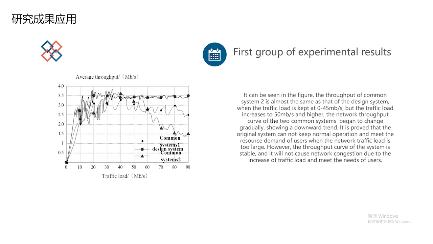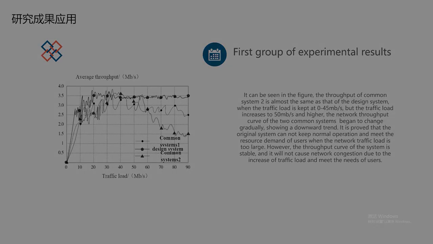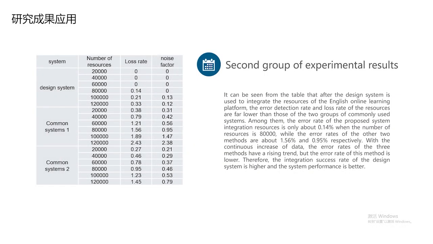However, the throughput curve of the designed system is stable, and it will not cause network congestion due to the increase of traffic load, and it can meet the needs of users. Now the second group of experimental results. We can see a table here.